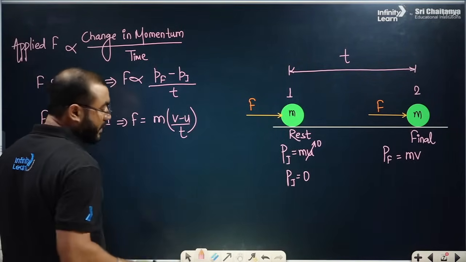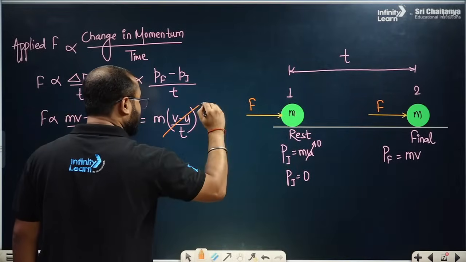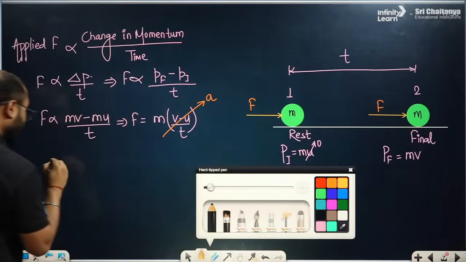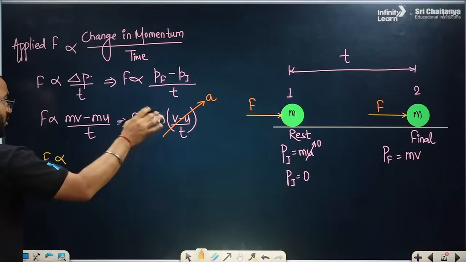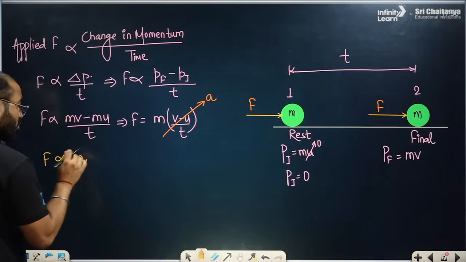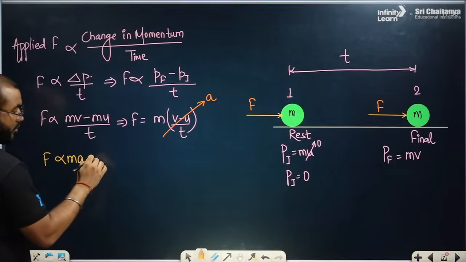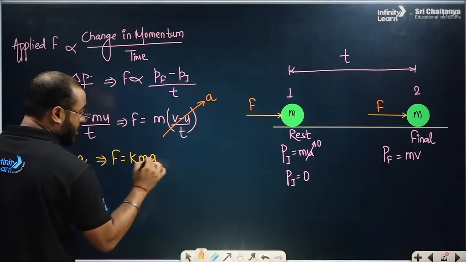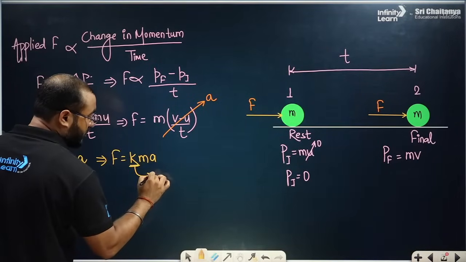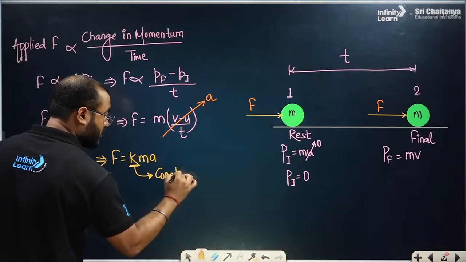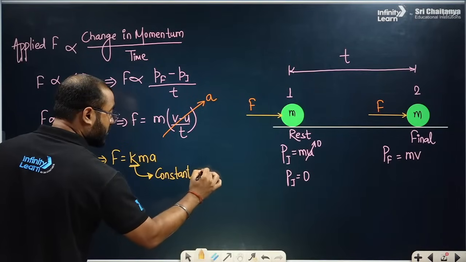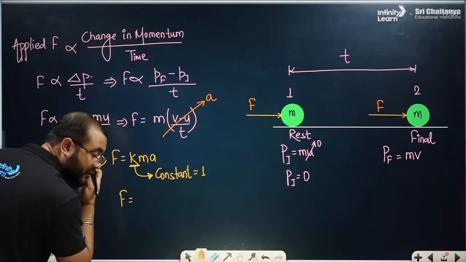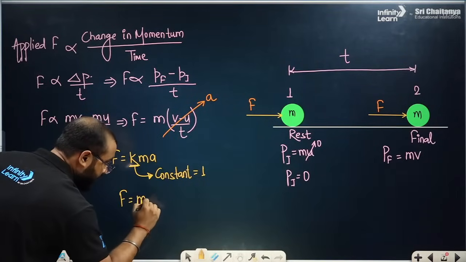What is V minus U by T? If you remember, it is nothing but the acceleration. So in this case, we can write F is directly proportional to MA. To remove this direct proportionality, we have to put a constant. So F will be equal to KMA, where the value of this constant K is equal to 1. So it will be M into A.